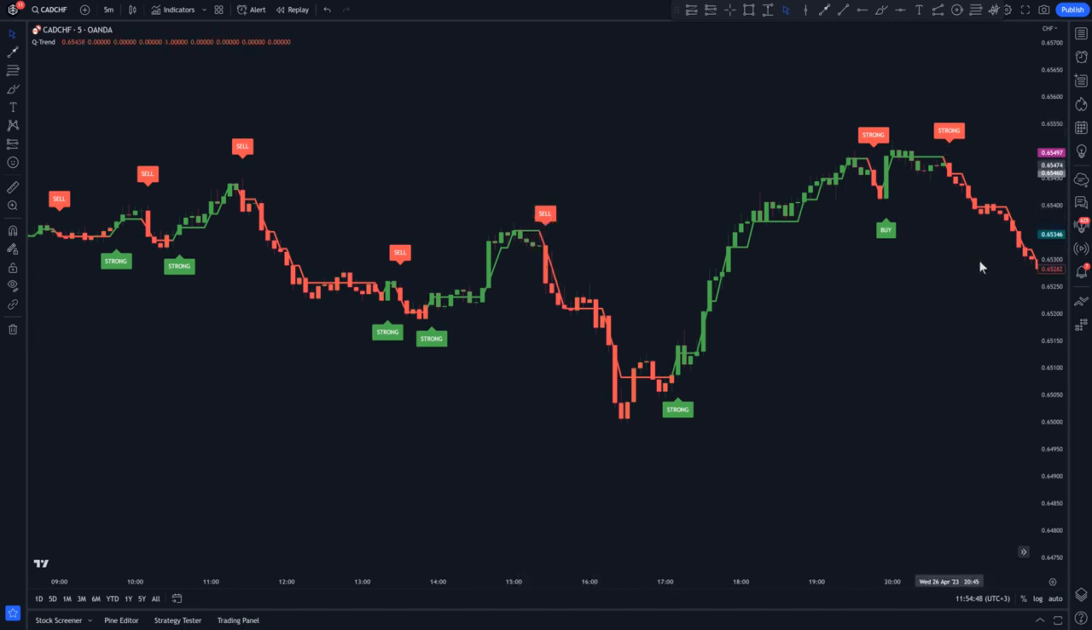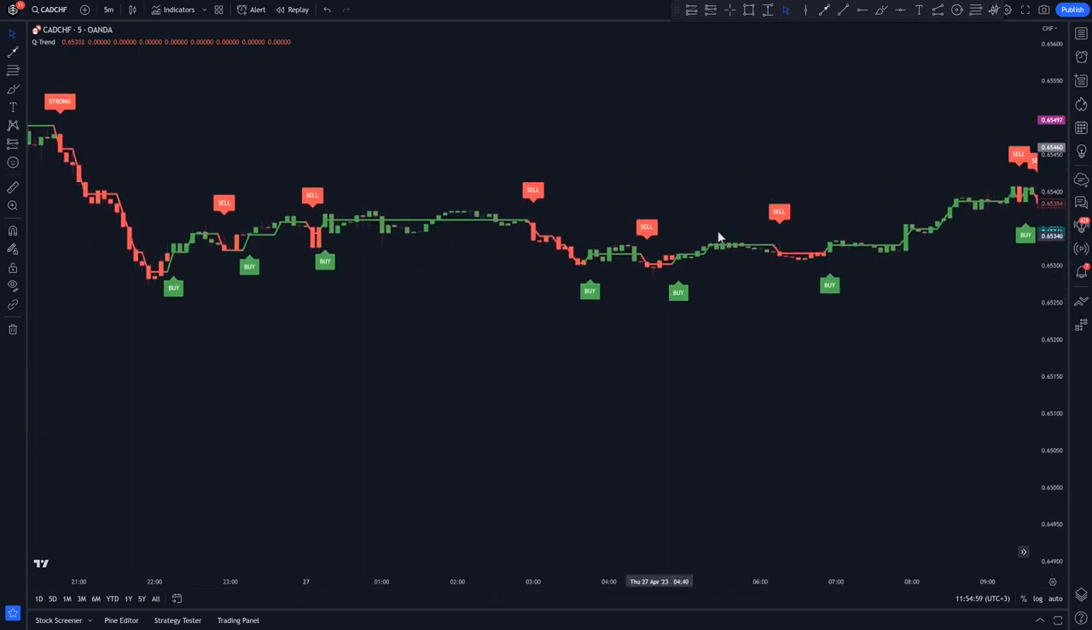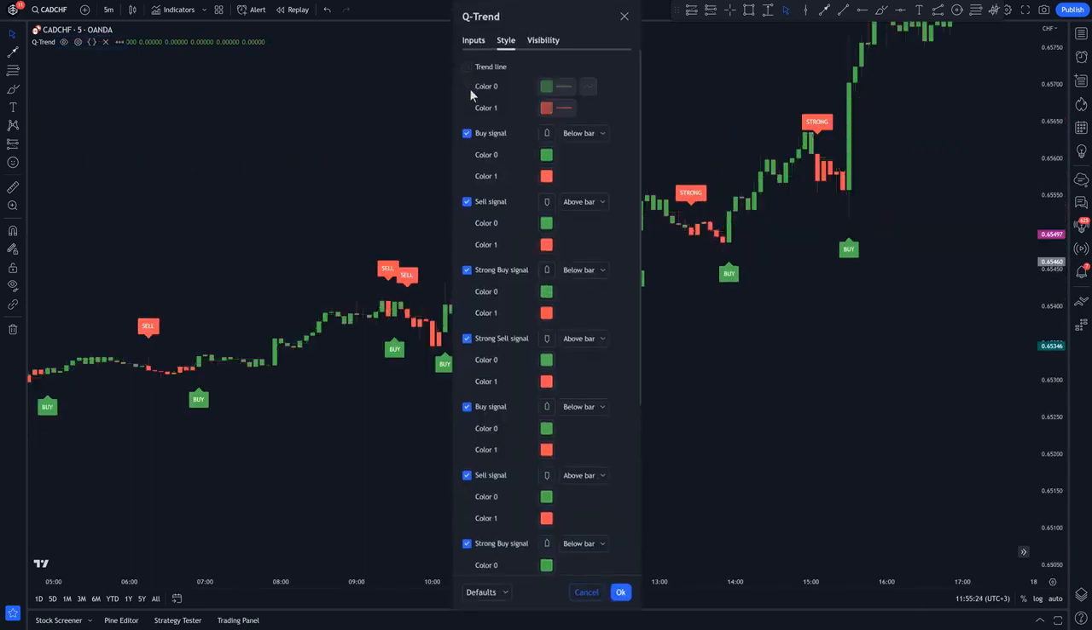Obviously, the most important part of this indicator is these buy and sell signal labels. So let's access the settings and disable some options.